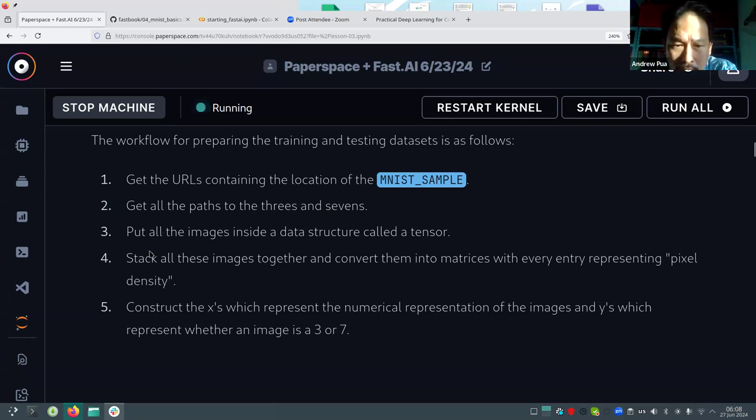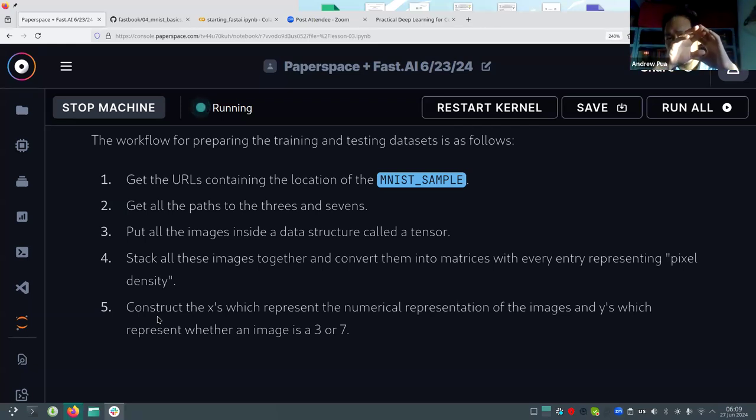And then afterwards, stack all of these images together, convert them into matrices. Every entry of that matrix is some sort of pixel density. Once you put that in this tensor format, you have those numerical representations, and you put them into a spreadsheet of sorts. So essentially what you do is the numerical representation of that image is put into a line, put into a row.